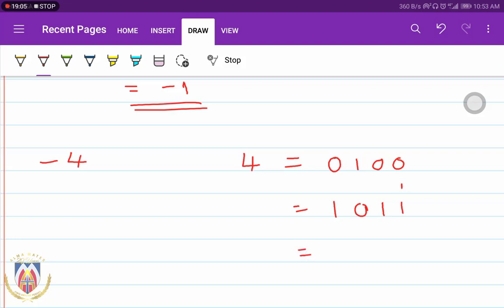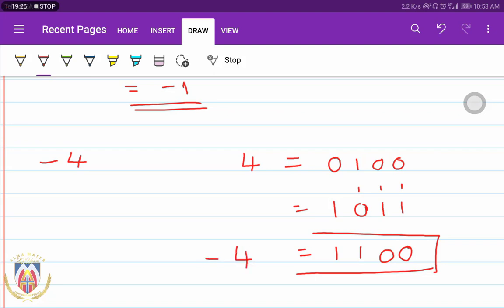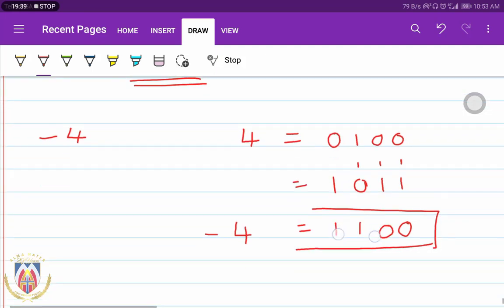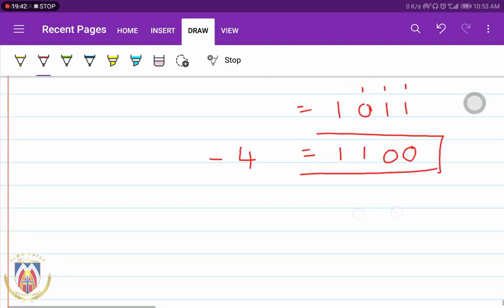1 plus 1, we get 0 carry 1. 1 plus 1, we get 0 carry 1. Then 1, 1. This is the 2's complement of -4. So -4 is equal to that. This is the right way of getting the 2's complement. But like I said last time, there is an easier and shorter way of doing all these calculations. So let me show you that easier and shorter way.